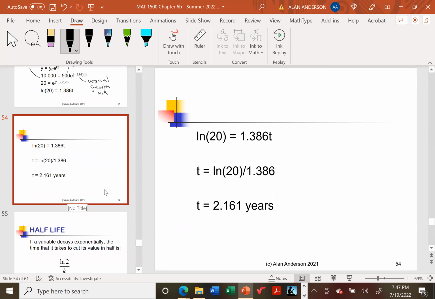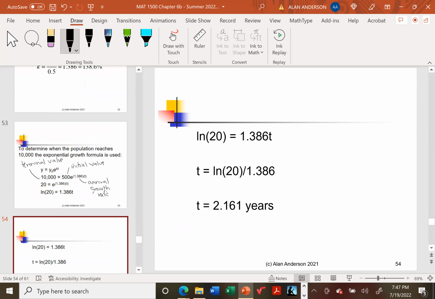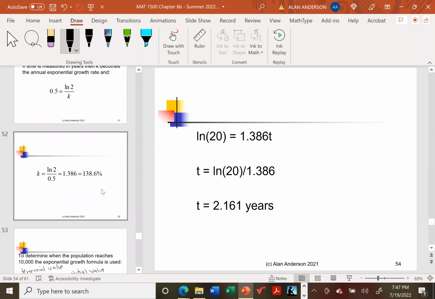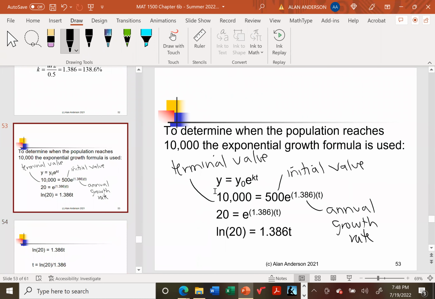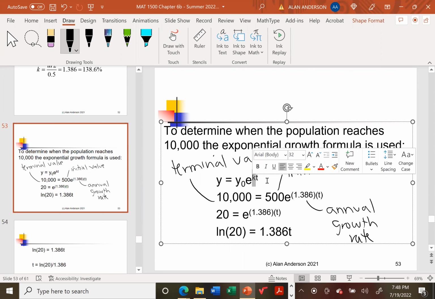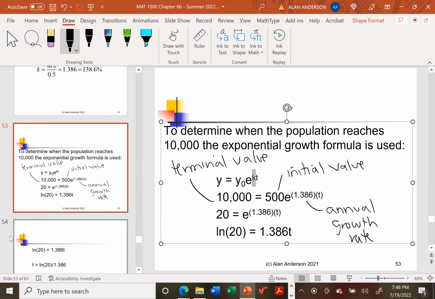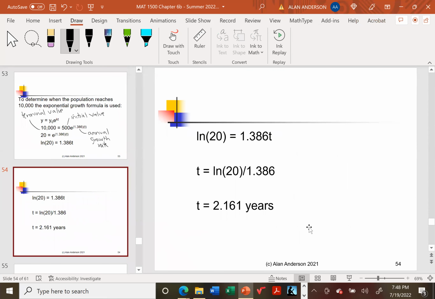Okay. So what we basically did was we started out by assuming that the population goes from 500 to 10,000. So that means we've already got values for y0 and y. We know t, actually we don't know t, we know k. It's t that we're looking for. And so here we end up with about 2.161 years.